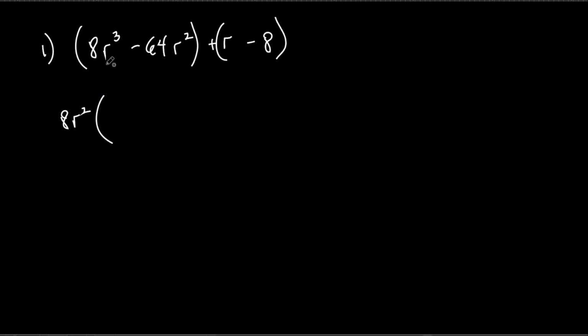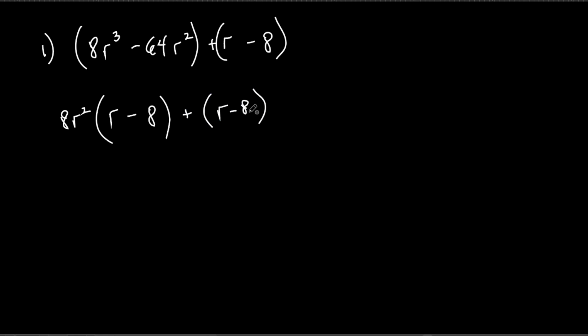So 8 divided by 8 is 1. R cubed divided by r squared is r. Minus 64 divided by 8 is 8. And then r squared divided by r squared is 1. 1 times 8 is just 8. You with me? Can you factor out anything from this r and this 8 right here? No, you can't. So you just write it down as r minus 8.